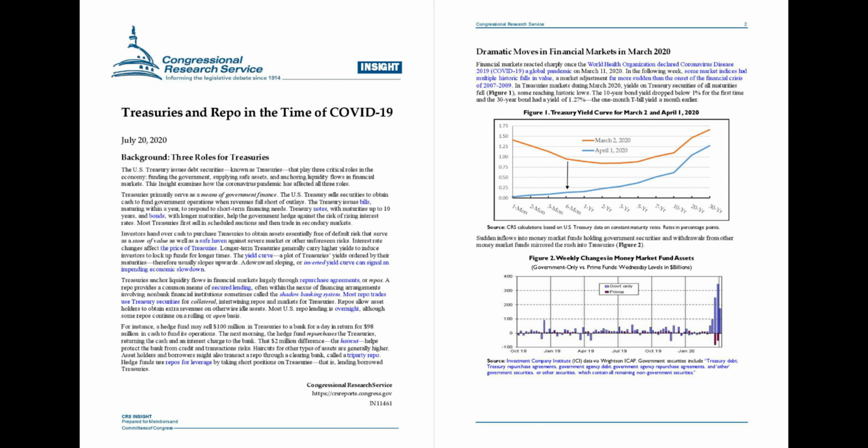In Treasuries markets during March 2020, yields on Treasury securities of all maturities fell, Figure 1, some reaching historic lows. The 10-year bond yield dropped below 1% for the first time and the 30-year bond had a yield of 1.27%, the 1-month T-bill yield a month earlier. Figure 1. Treasury yield curve for March 2 and April 1, 2020.